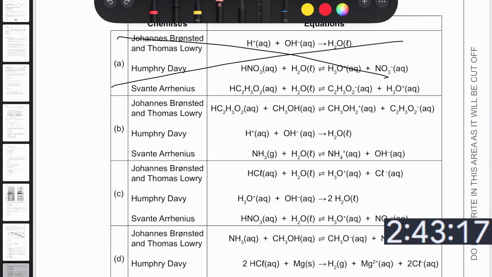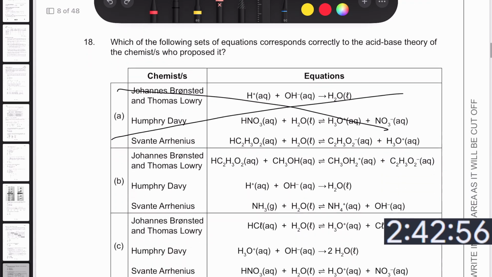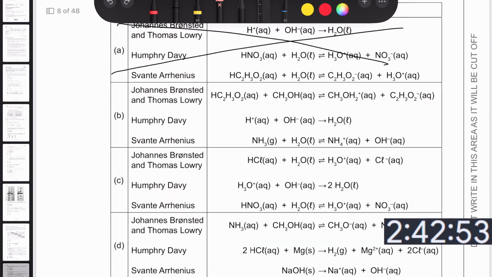H minus. Dissociated water. I think it's gonna be B, because here we're not producing OH or H. We're making H3O plus though.